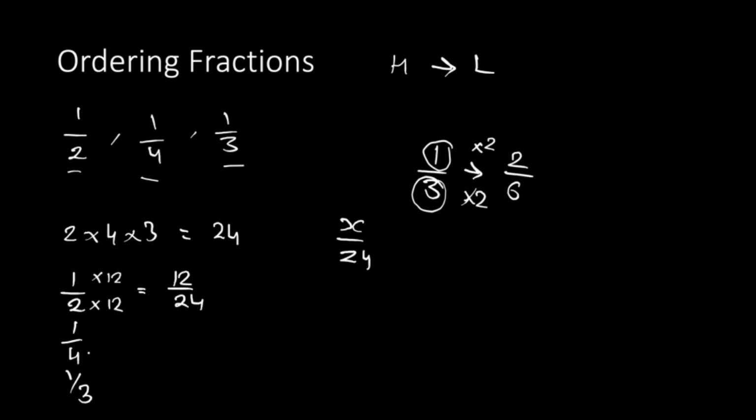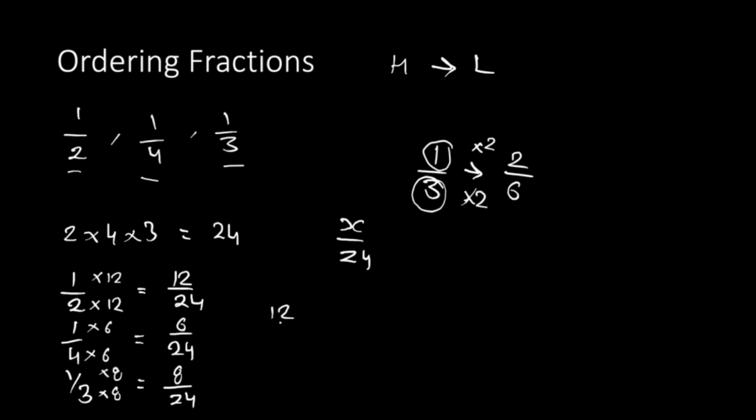With a quarter, to get 24, you have to multiply by 6. So you do the same with the top. So it becomes 6 over 24. And with a third, to get 24, you have to multiply by 8. 3 times 8. Same thing with 1. So then that becomes 8 over 24.